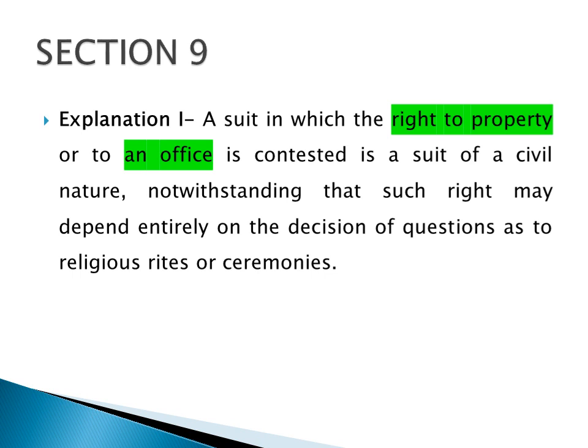According to Explanation 1, a suit in which the right to property or to an office is contested is a suit of a civil nature, notwithstanding that such right may depend entirely on the decision of questions as to religious rites or ceremonies. So, the suits of civil nature, according to this explanation, are suits related to the right to property and suits related to the right to hold office. It is clear from the explanation that it will not make any difference if such right to property or to an office depends entirely on the decision of questions as to religious rites or ceremonies.